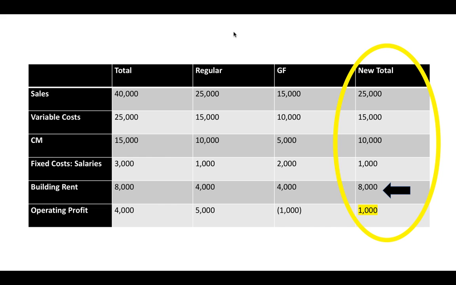So as you can see, in this case, our building rent does not go away. We are stuck in our lease and still have to pay $8,000. Our operating profit, shown here, without the gluten-free line, would only make $1,000. This is because we were allocating a fixed cost, the building rent.